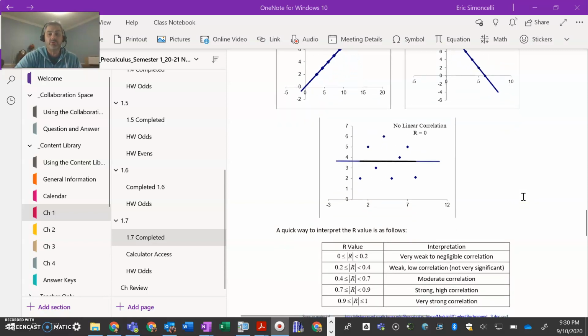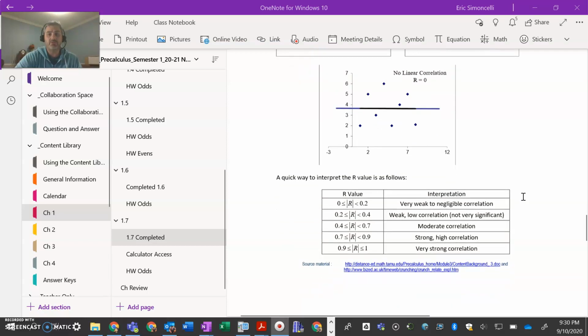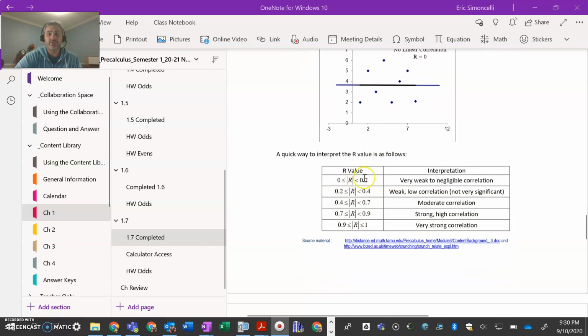A quick way to interpret the r value is as follows. So you've got this range of r values or r scores between 0 and 0.2. It's a very weak correlation. Between 0.2 and 0.4, notice it does also show the absolute value. Still weak or low correlation technically. It's not very significant. The first is very weak.